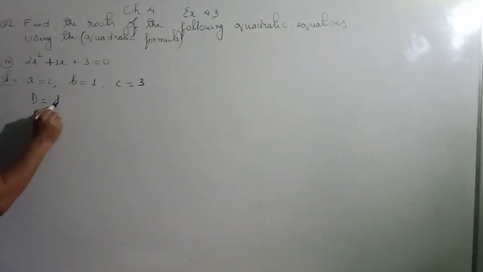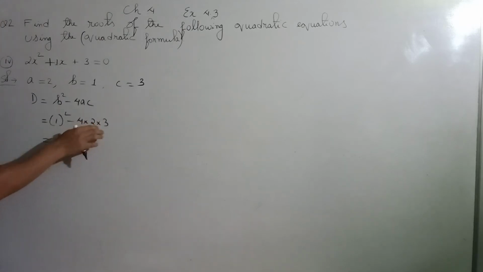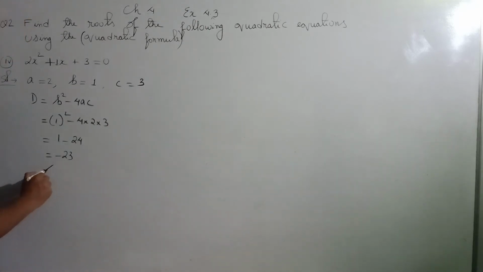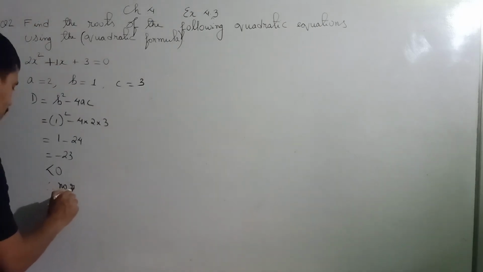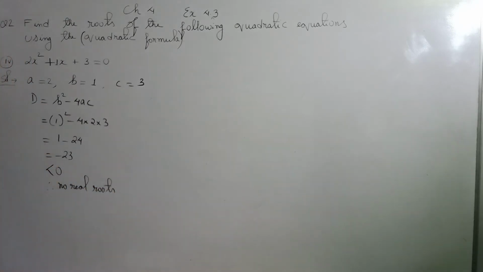So your D will be b squared minus 4ac. So 1 squared minus 4 times 2 times 3. 1 square is 1, minus 4 times 2 is 8, 8 times 3 is 24, 1 minus 24 is minus 23. Now this time the value of the discriminant is negative. Negative means less than 0, so no real roots can be obtained from your given equation. Therefore, no real roots. That means your given quadratic equation has only imaginary roots.